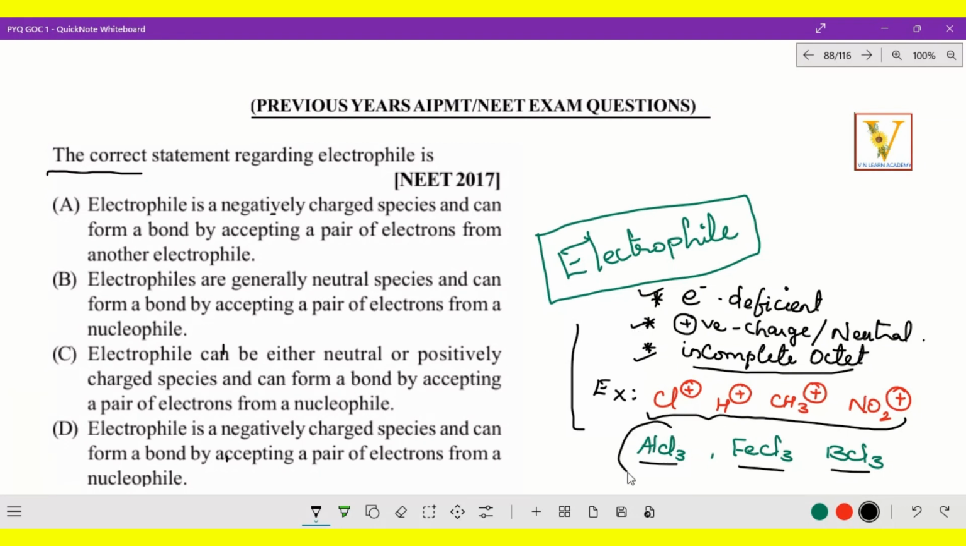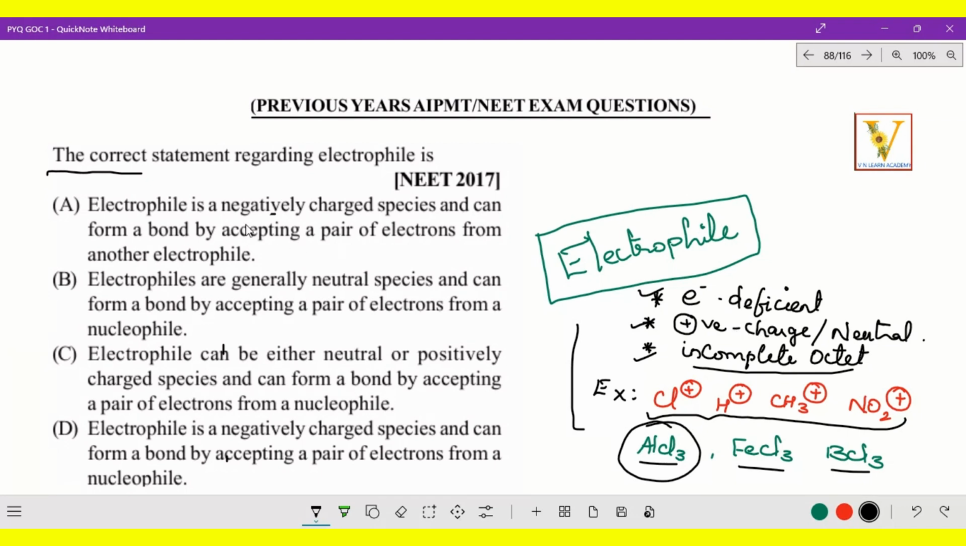AlCl3, one famous naming reaction we get. You know what that naming reaction is, AlCl3? I hope you got that idea. Come on, let's go to identify this answer. Electrophile means electron poor, electron deficient, electron wanting.